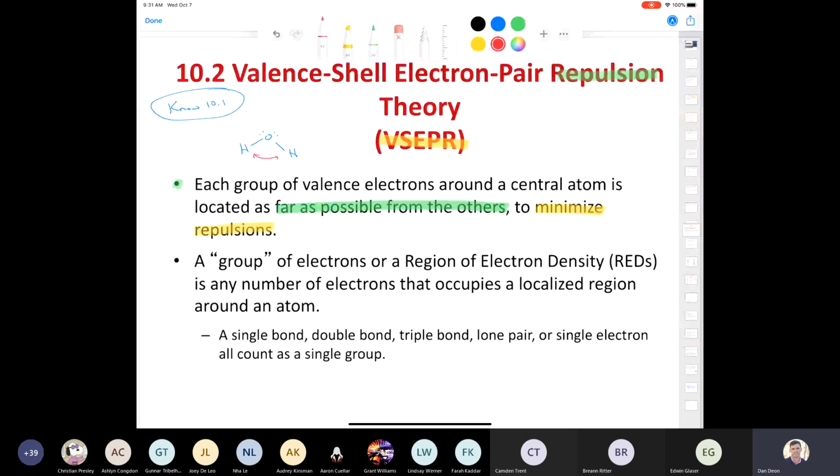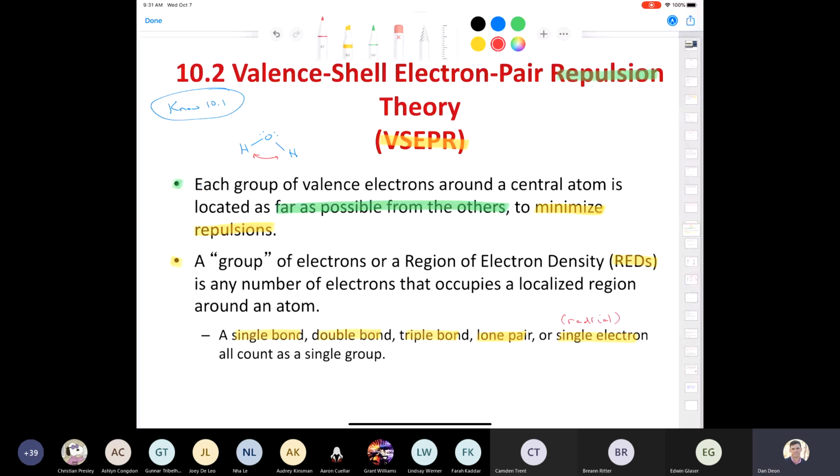Anyhow, a group of electrons or a region of electron density is any number of electrons that occupies a localized region around an atom. So this red thing here is regions of electron density. I'm going to try to use that because it seems to be the vernacular of choice here at UCCS. I never used that until I moved here, but it seems to be really popular, and it really helps you understand a region of electron density. Well, what could that be? It could be either a single bond, a double bond, a triple bond, a lone pair, or a single electron, which is a radical. So we'll just put this here, a radical. All of those count as a region of electron density.